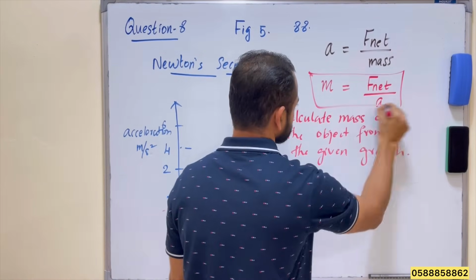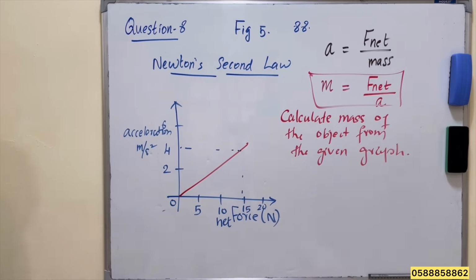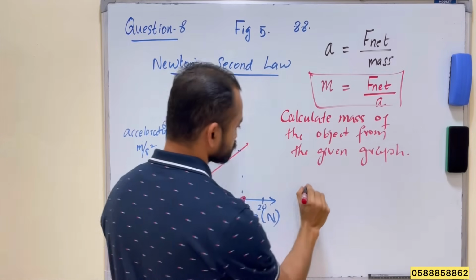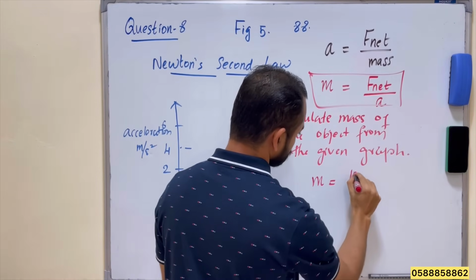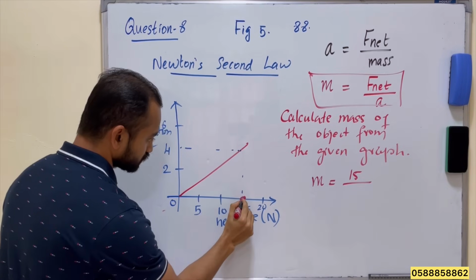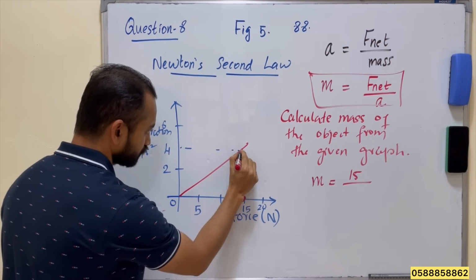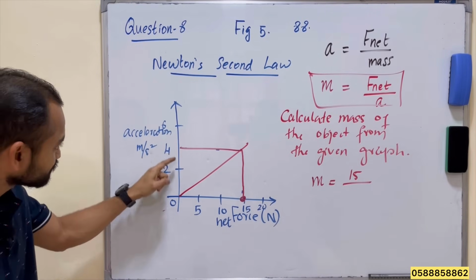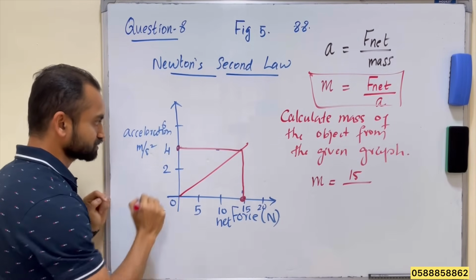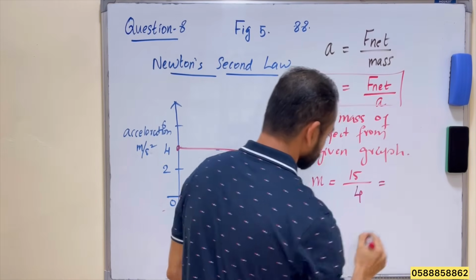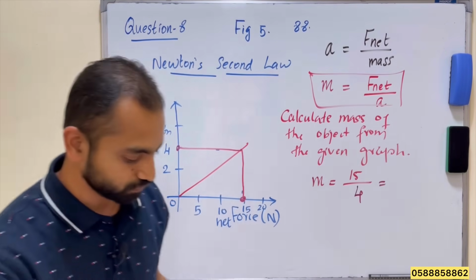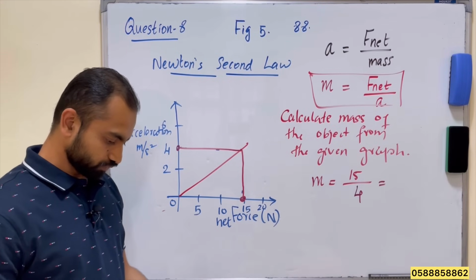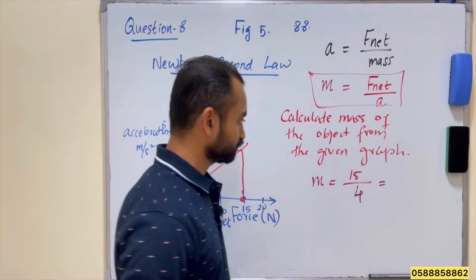We will use this equation: mass is equal to net force divided by acceleration. I will take this point, 15. So at 15, when net force is equal to 15, what about the acceleration? How do we know the acceleration? I will go from here to the graph, to the y-axis, because acceleration is on the y-axis. 4 is the value of the acceleration. So 15 divided by 4 equals 3.75.